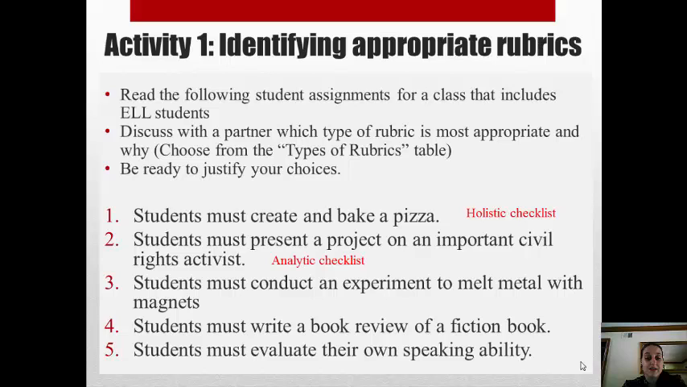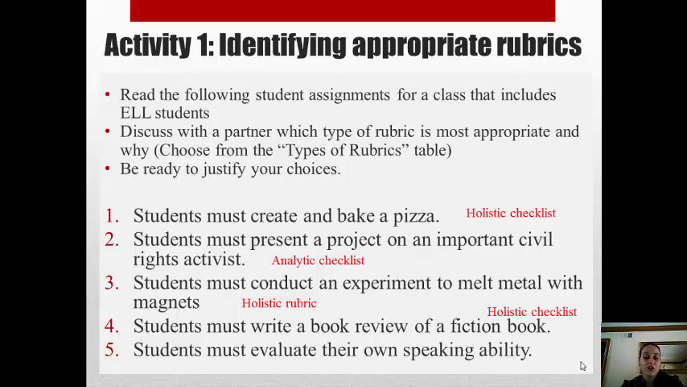Okay, number 3, students must conduct an experiment to melt metal with magnets. I added this as a holistic rubric, although I could see how a checklist would work here as well, because it's about the different steps. I'm thinking that with an experiment, there is usually just one particular way in which to complete it successfully. And so that's why I wouldn't break it up into its different skills, because all of those things can be described in one section and given one score.